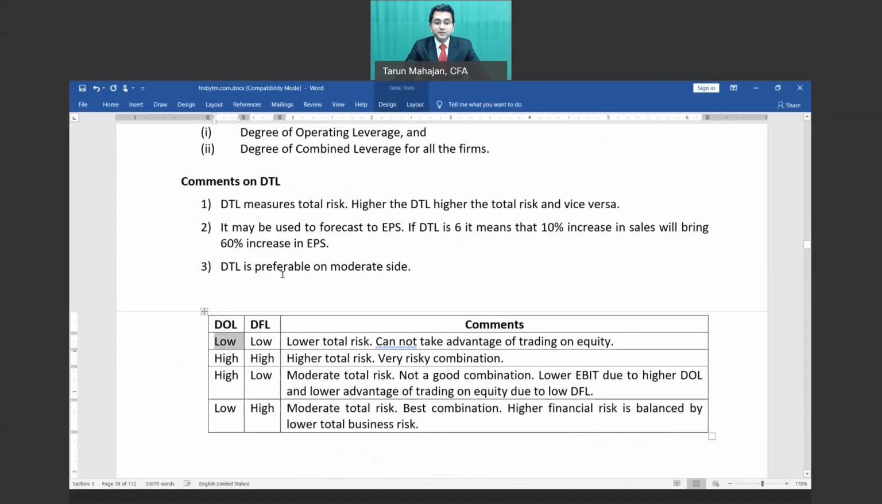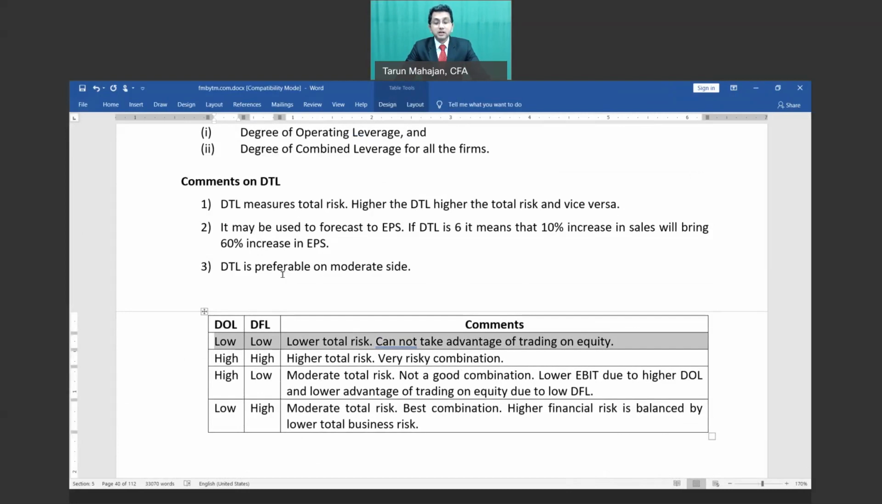DTL measures total risk. If DTL is, say, 5, what does it mean? A 1% change in sales will make a 5% change in EPS. If sales reduce by 10%, EPS will reduce by 50%, and vice versa.